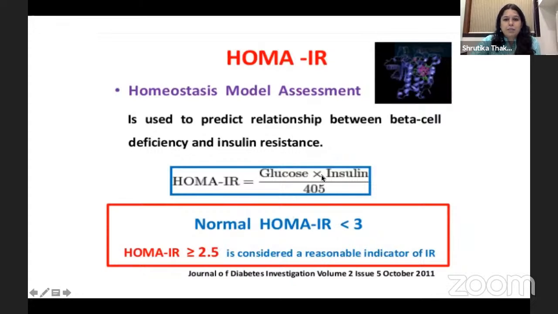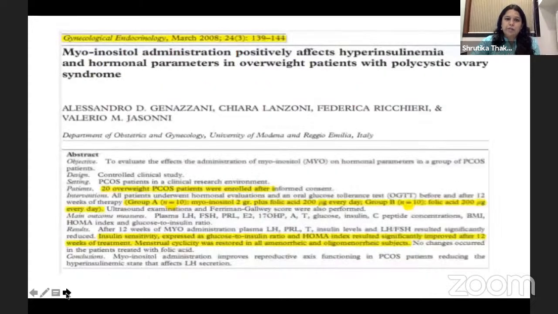You can do a fasting blood sugar, and you can do fasting insulin levels, multiply them, and divide by 405. If you don't have a lab which does HOMA IR for you, you can do it manually, and if it is above 3, then these patients are good candidates for giving metformin or myo-inositol. So this is something that you can do very easily in your OPD also.